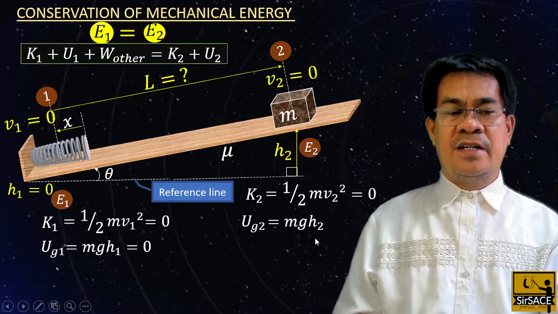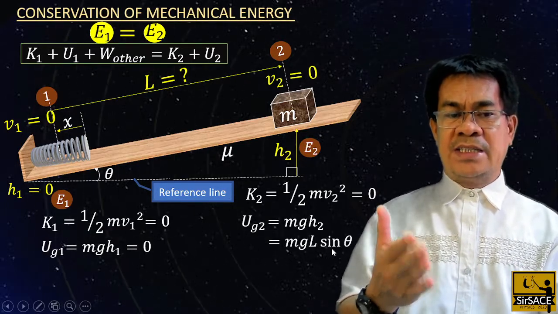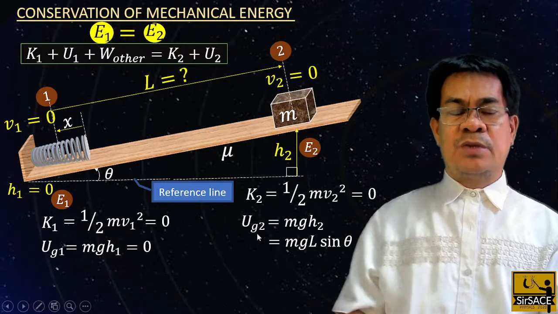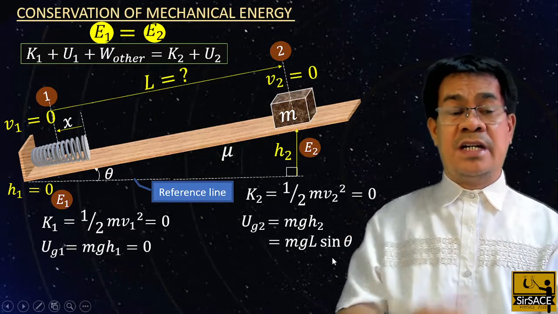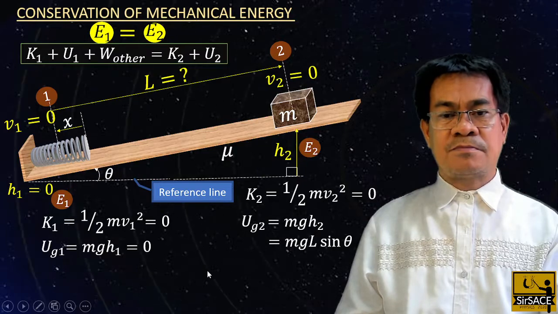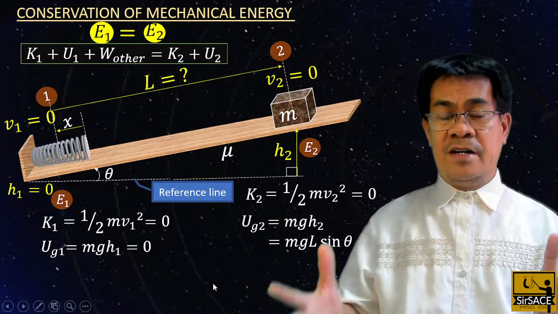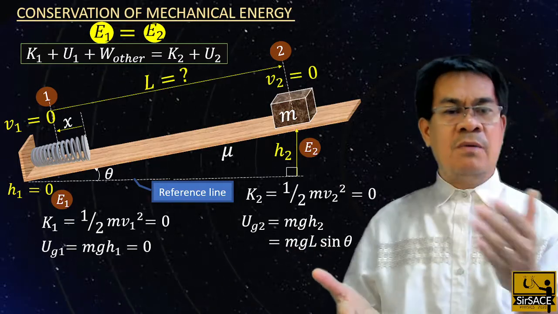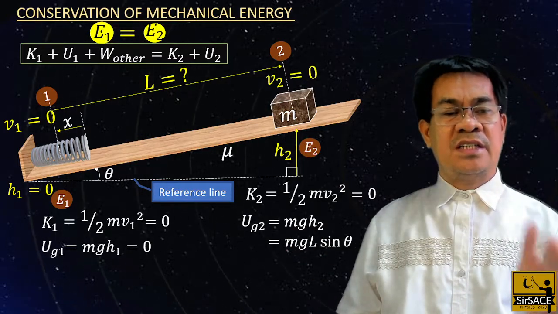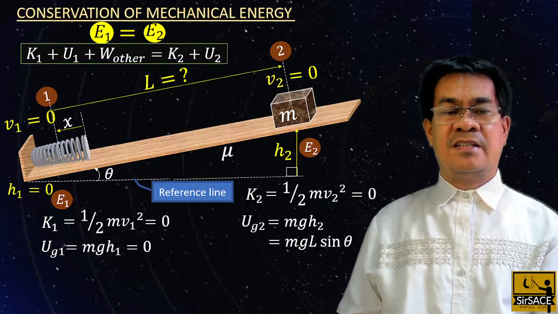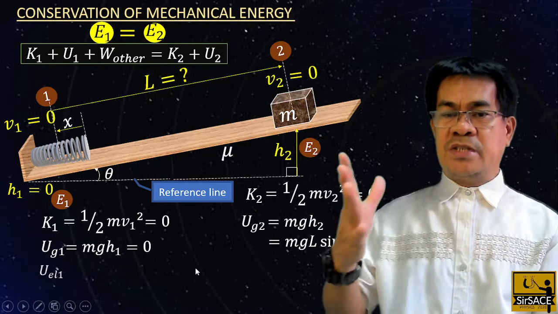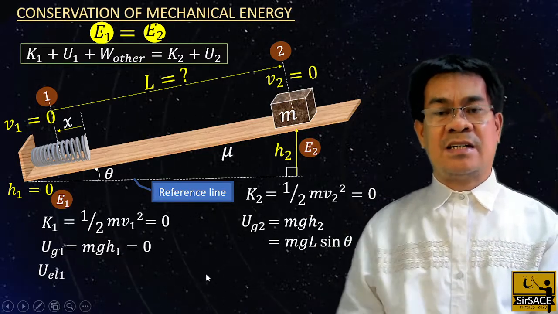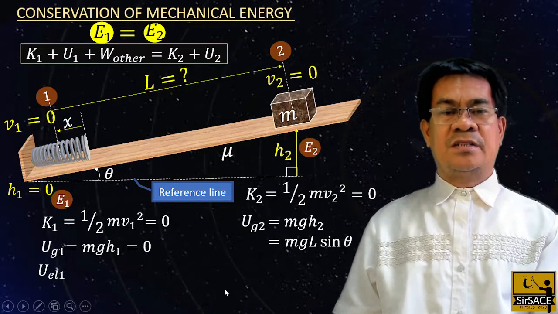So therefore, replace h2 with L sine theta. The gravitational potential energy final becomes mgL sine theta. That's it. So therefore, our gravitational potential energy initial is 0, but our final gravitational energy is mgL sine theta.